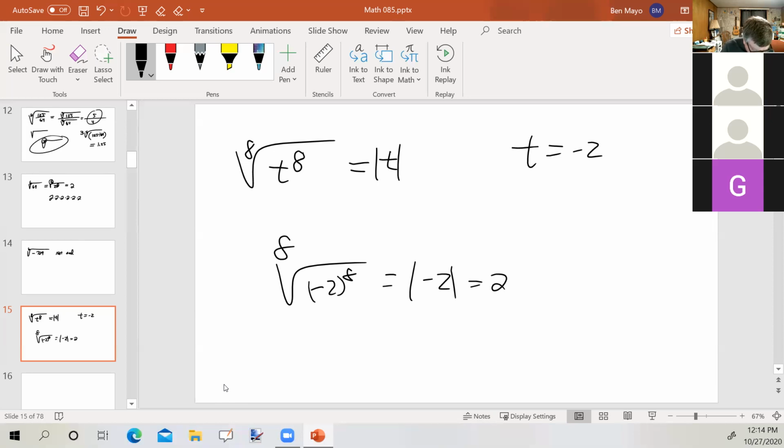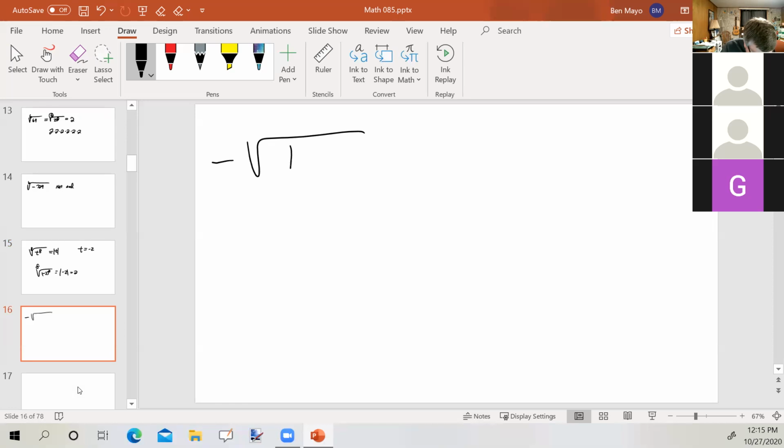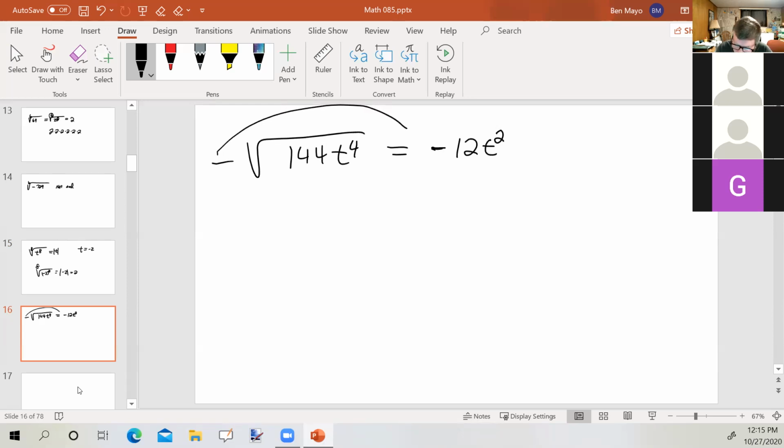Let's see here. With this one, assume all variables are unrestricted. Keep in mind, a radical symbol is a grouping symbol, so that negative sign is outside. It's like negative 1 times whatever we get out. We're to assume variables are unrestricted. So what's the square root of 144? 12. What's the square root of t to the fourth power? T squared. Okay, and then this comes over here. But do we or do we not need absolute value bars? And if so, where?